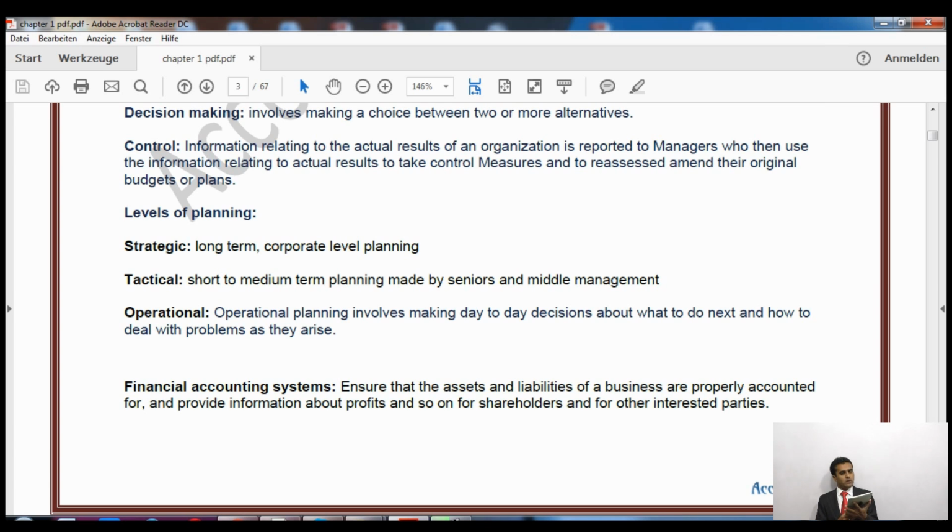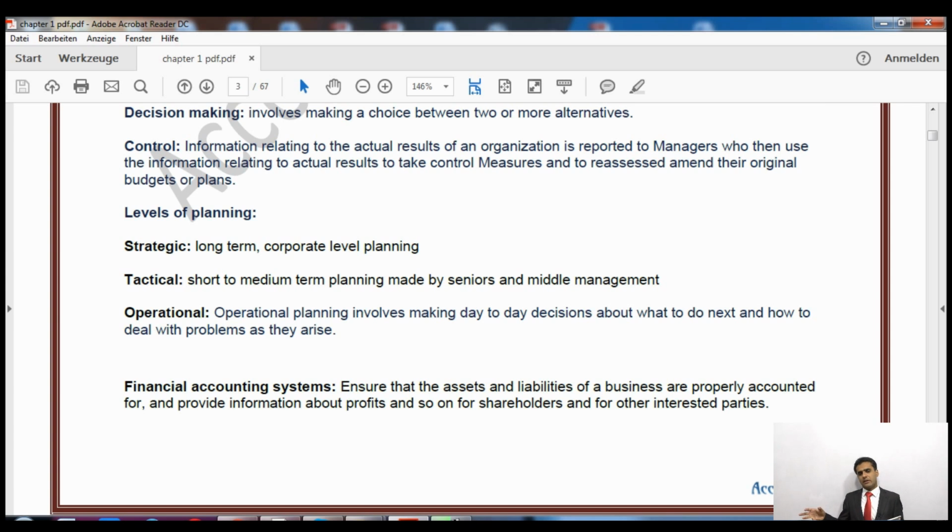And the last one is control. Now, when you know the results, you can control them. That is the ability to control, and that is called control. Now, information relating to the actual results of an organization is reported to managers, who then use that information to take control measures and to reassess and amend their original budgets and or plans. Say for example, if you have provided information to your manager, then he will be able to make the decision. If the company is going badly, he can save it from an even worse position.